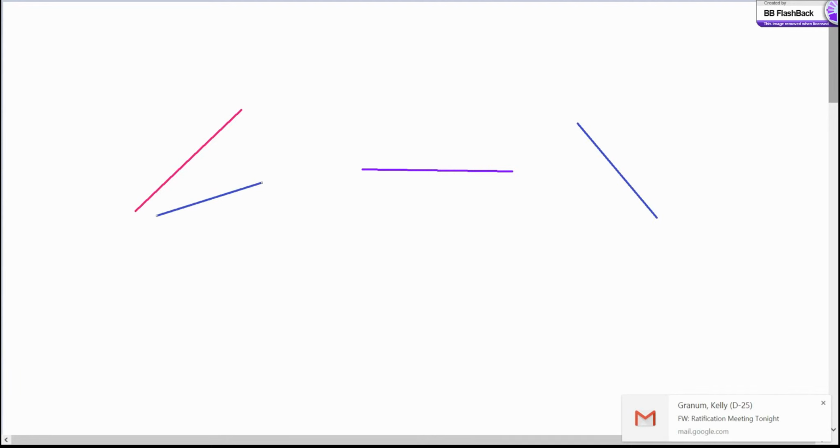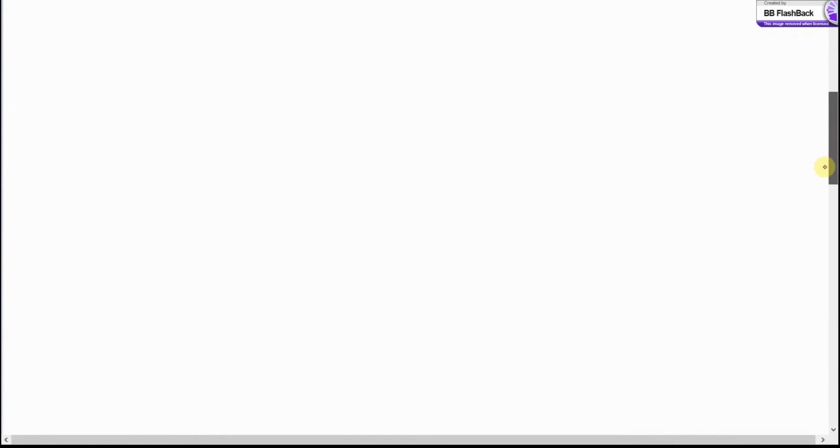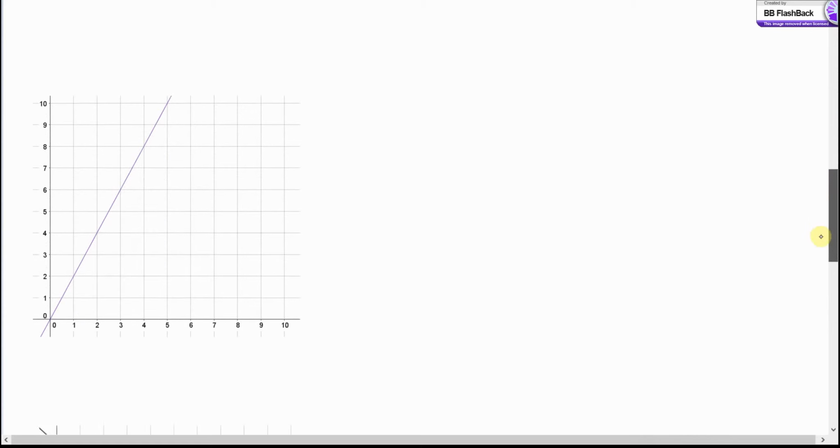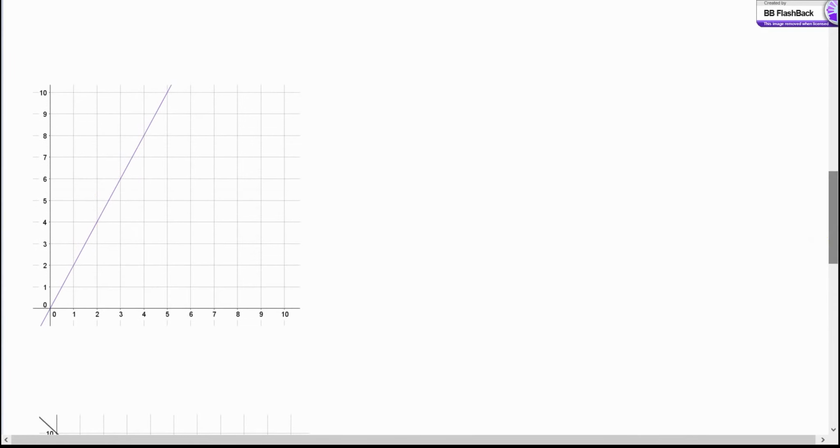Okay, so I'm using things like biggest, smallest, I'm trying to compare them, but really we need a more mathematical way to compare the slopes. We need to be able to find a value, find a formula. So we define the slope as the change in the y values over the change in x values.